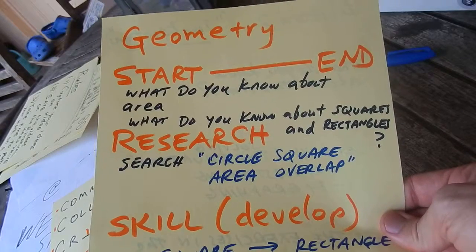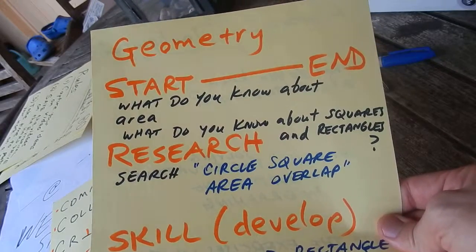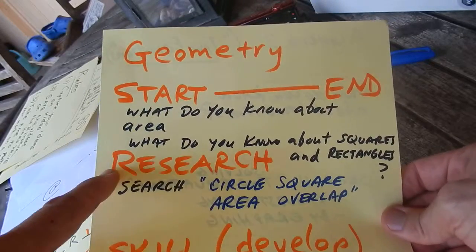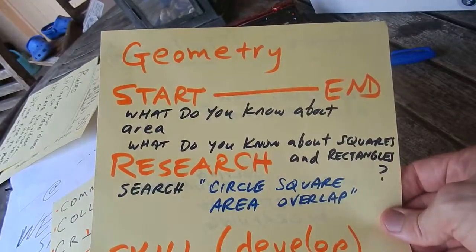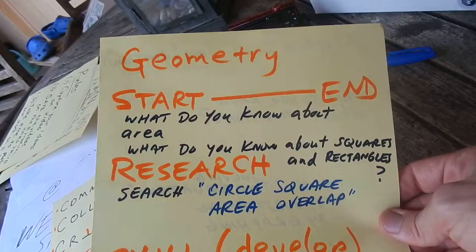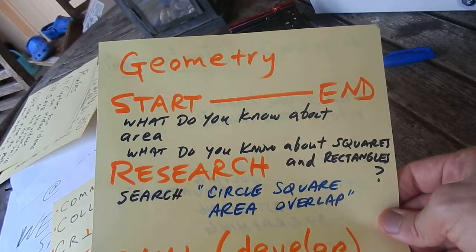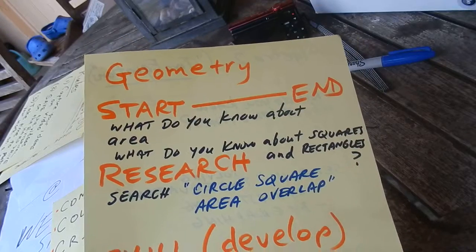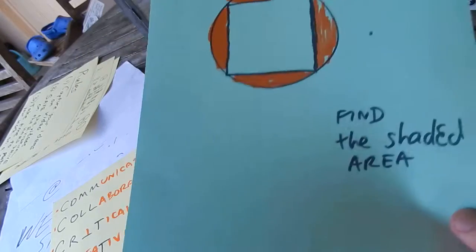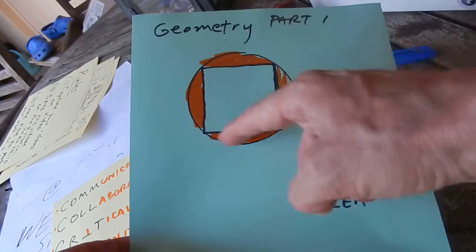Hello, this is a geometry lesson. What I want you to think about are circles, squares, and rectangles. What do you know about area when we're talking about circles, squares, and rectangles? In particular, what do you know about similar things about squares?